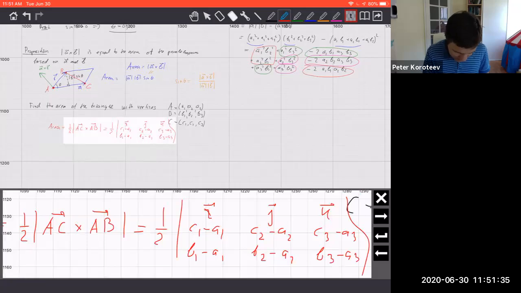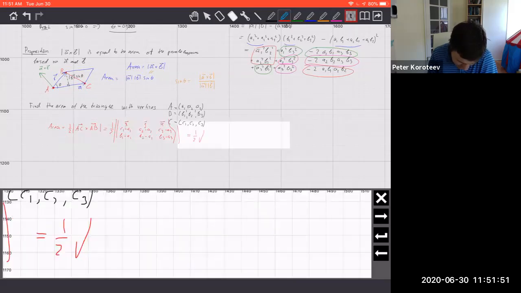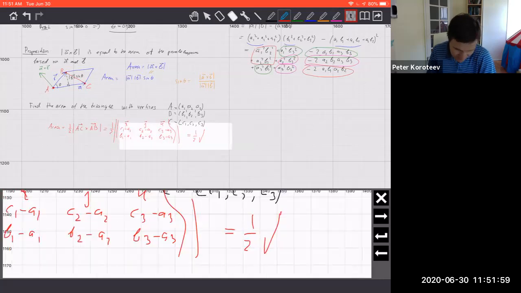Right? So that's the module of that thing, the absolute value of that vector, which will give us one half square root. It will be a big square root. Basically, do the calculation: find the vector and calculate its square root. So let me not write the full formula.